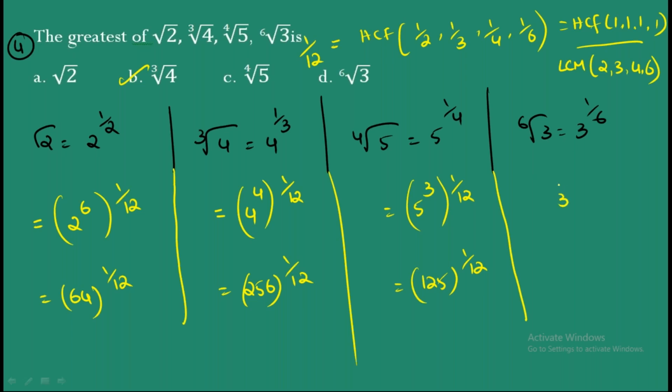For this, what you can do, 3 power 1 by 12 if you want, it should be 2 only. 9 power 1 by 12. This is the smallest. 6 root 3 is the smallest. Greatest is 3 root 4. Got it? If you want to find the greatest, it's option B, my dear friends. Excellent.